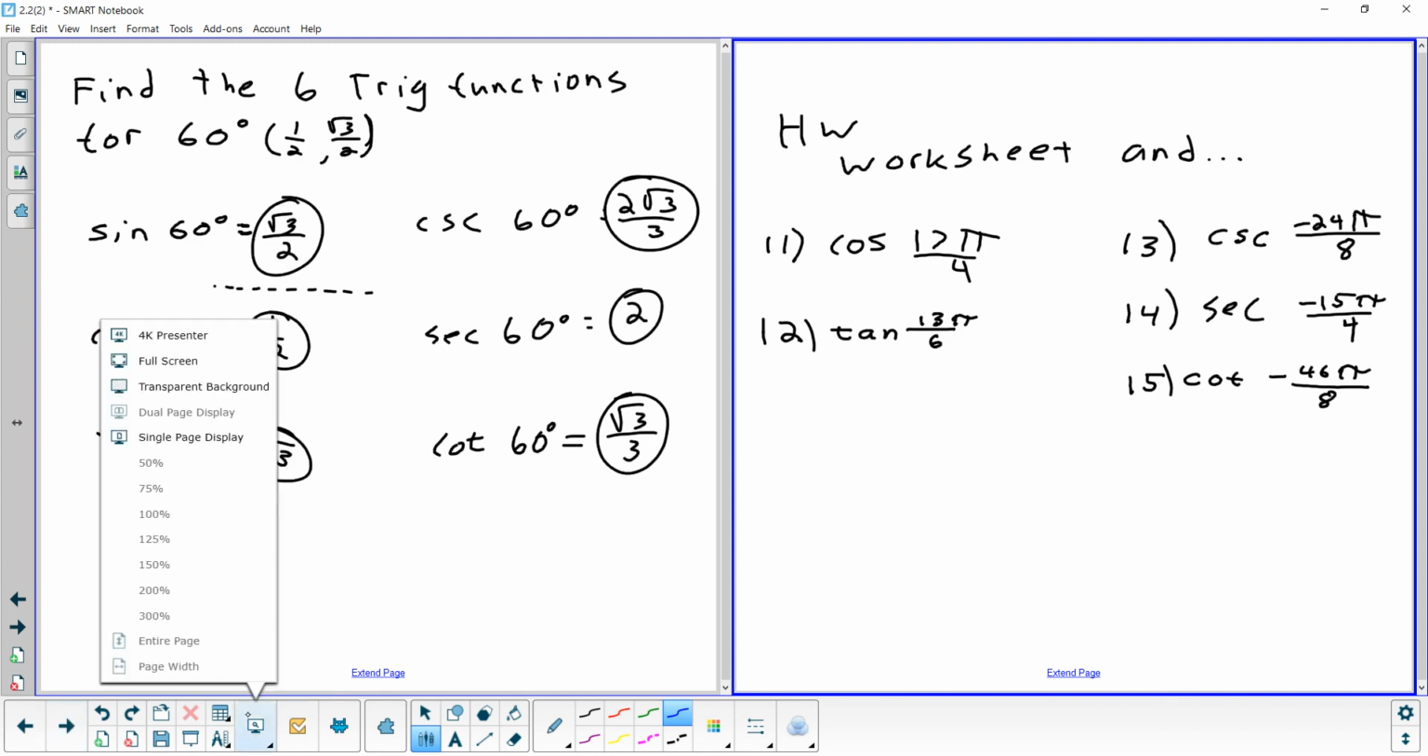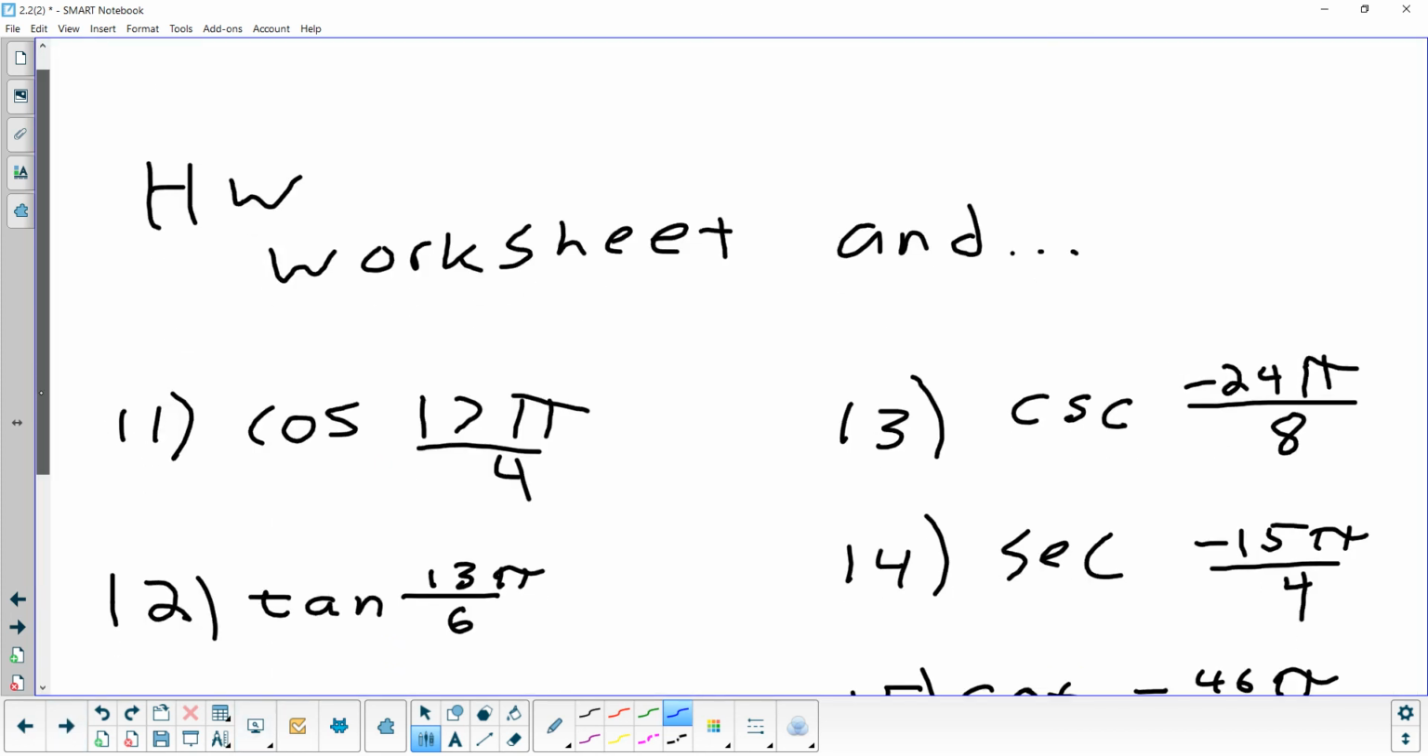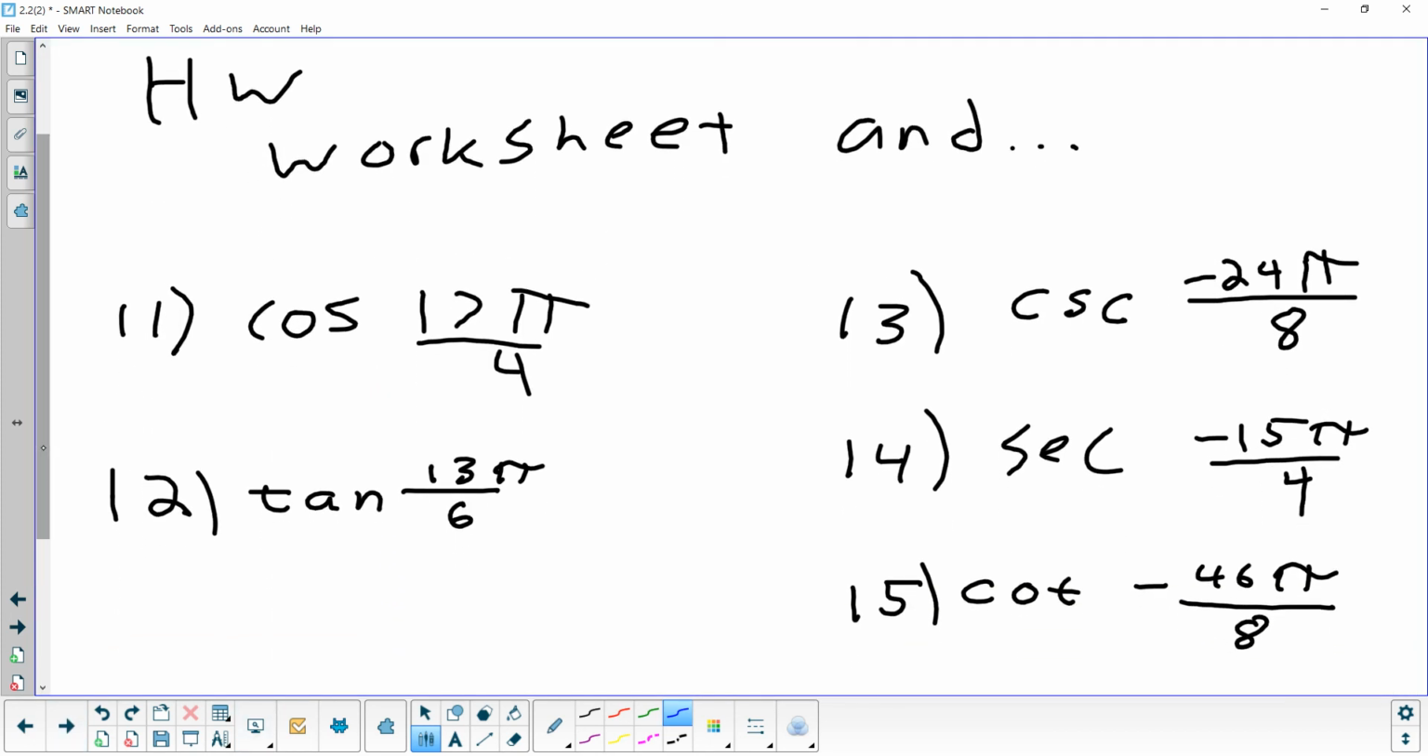So, homework for tonight, and again, I'll put this up in the video. The worksheet is online, so you get that on Schoology. Lesson 2.2, Part 2, it's a PDF. There are 10 questions on the worksheet. And then there are 5 additional questions that I have on the board right here. So you can either copy these 5 down now, or just pull it up on the video on YouTube or Schoology.